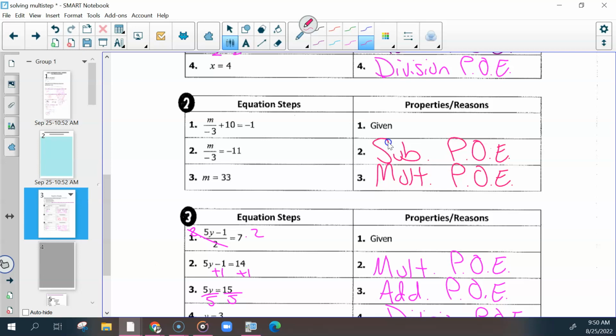Did everyone get these 2? Do you have a question? No. All right. Did anyone have questions on these 2? Yes. So here, since this is adding, you're subtracting the 10 from both sides, and then multiplying by the negative.